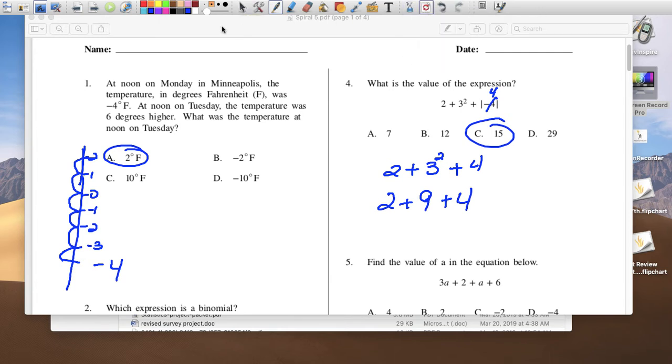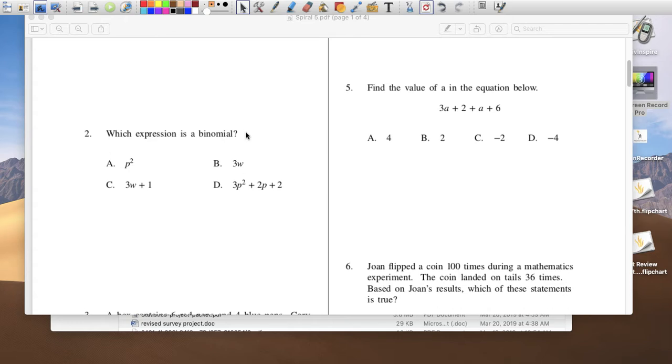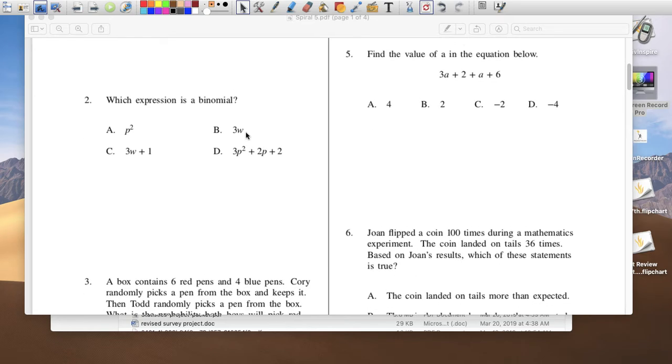Clear, clear, clear. There we go. Let me lower it so I can do number 2, 5. All right, so 2, what is a binomial? A binomial is an expression that has 2 terms. Remember that in an expression, terms are separated by an addition sign or a comma. So think of them as your commas, right?